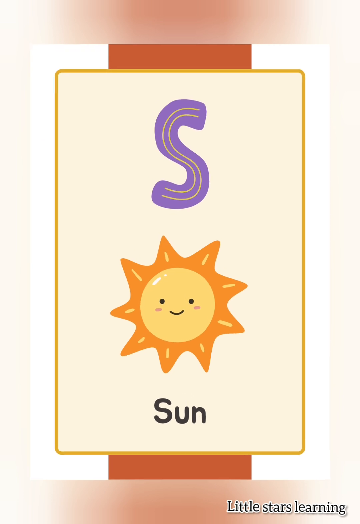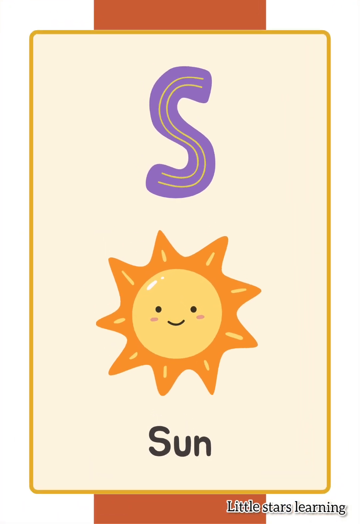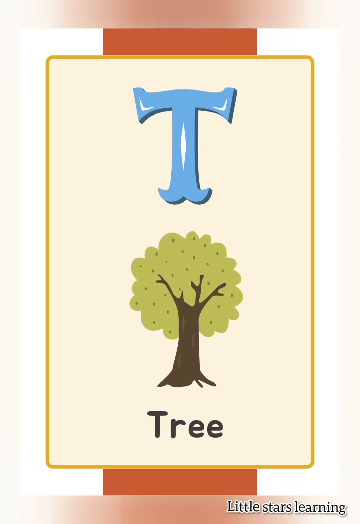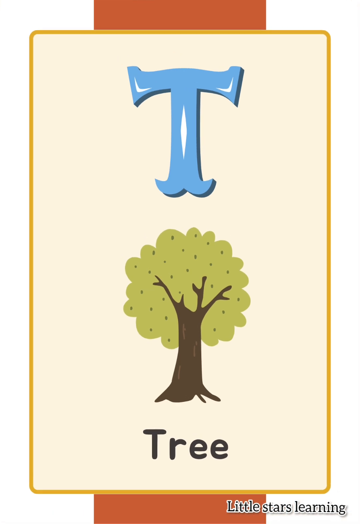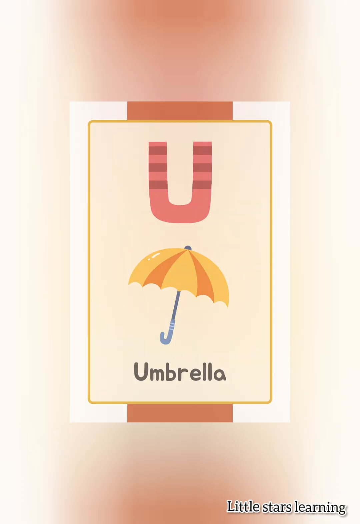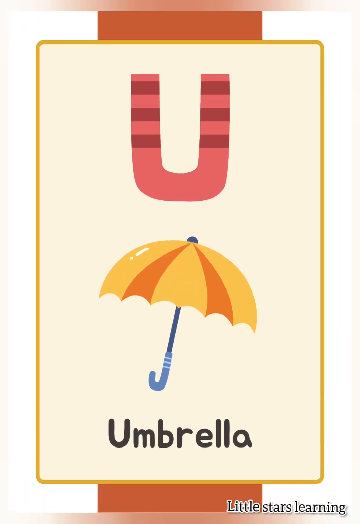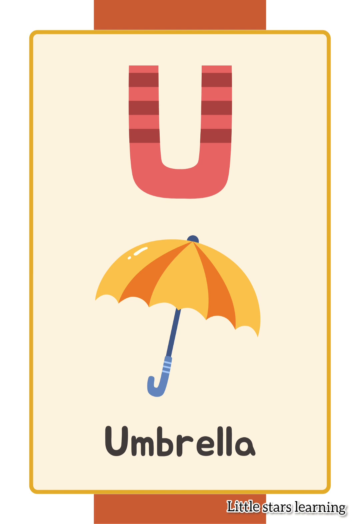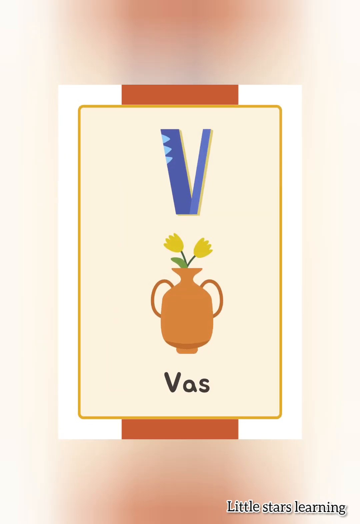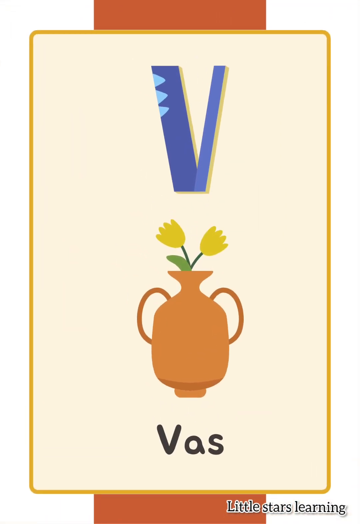S is for sun, sun, sun, sun. S is for sun. T is for tree, tree, tree. T is for tree. U is for umbrella, umbrella, umbrella. U is for umbrella. V is for van, van, van. V is for van.